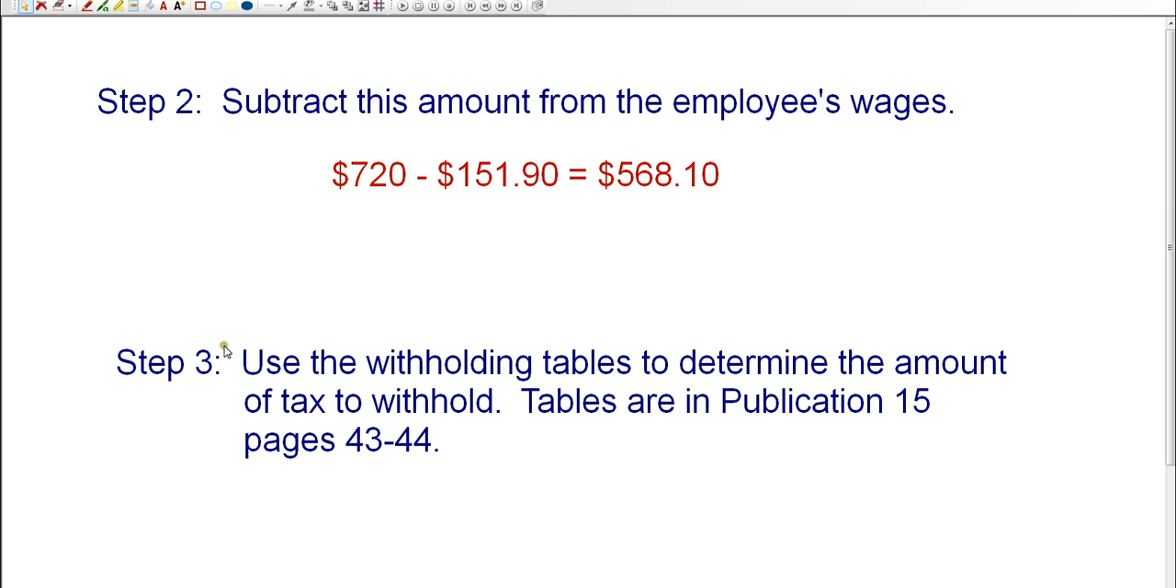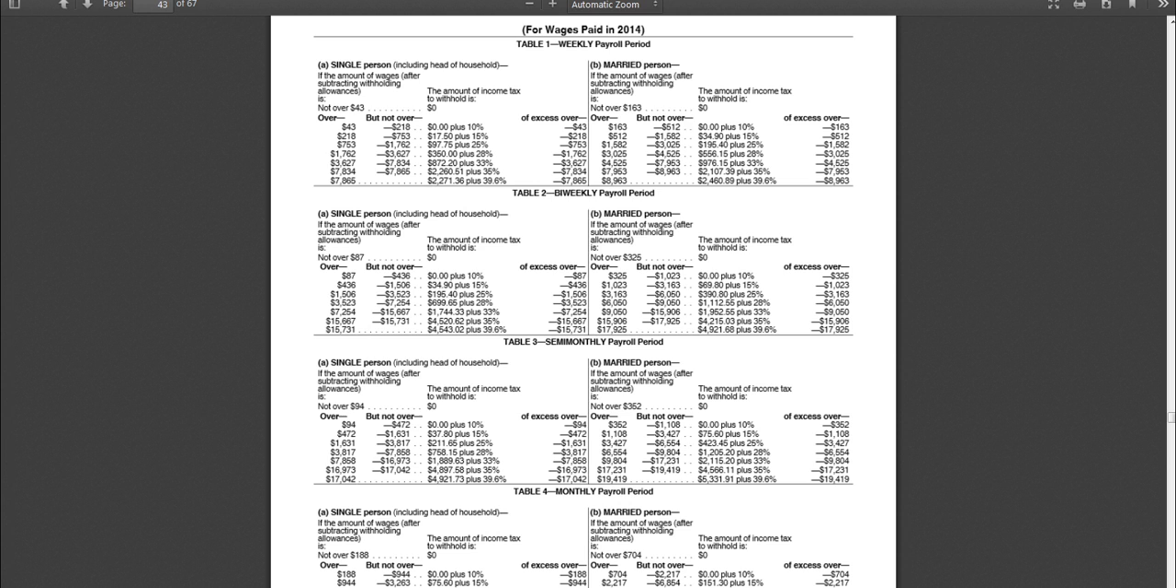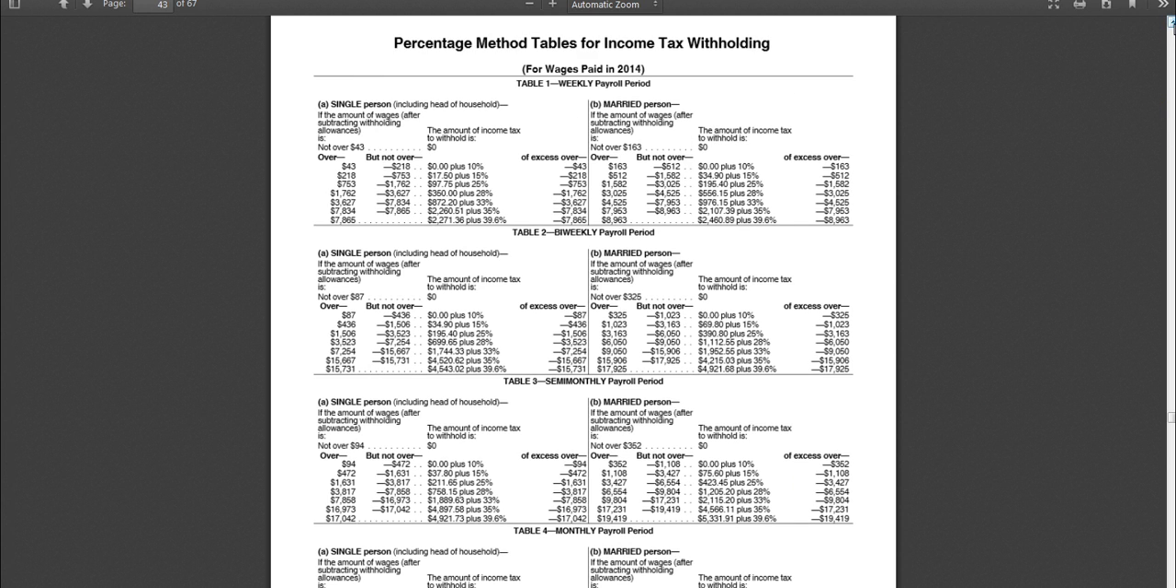So this amount, $568.10, is the amount that we're going to use to go to a set of withholding tables to determine how much tax to withhold. These withholding tables are in Publication 15. They are not the same withholding tables that you use for the wage bracket method. When you go to Publication 15, these withholding tables are on pages 43 and 44, and you'll see at the top, it will say Percentage Method Tables. So please make sure that you're using the correct table.